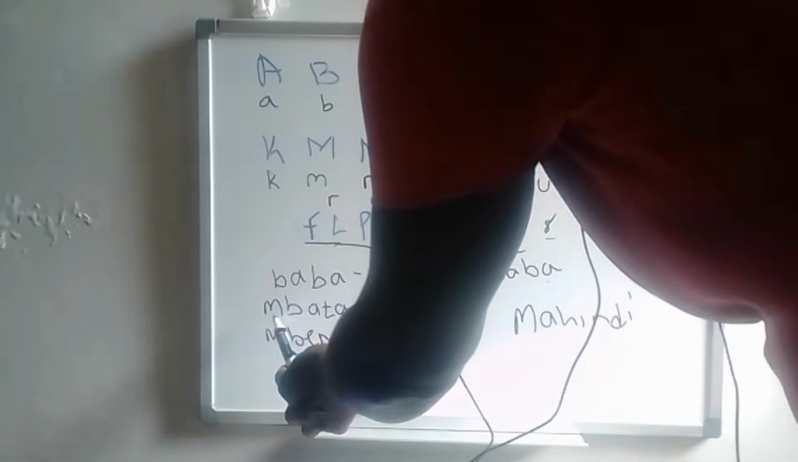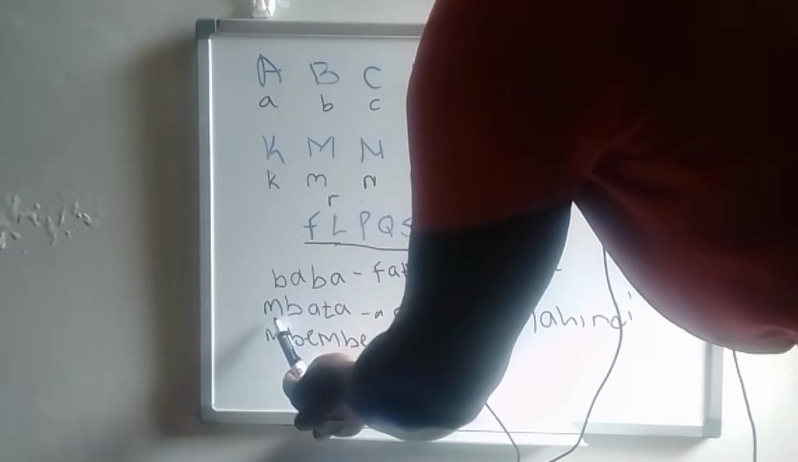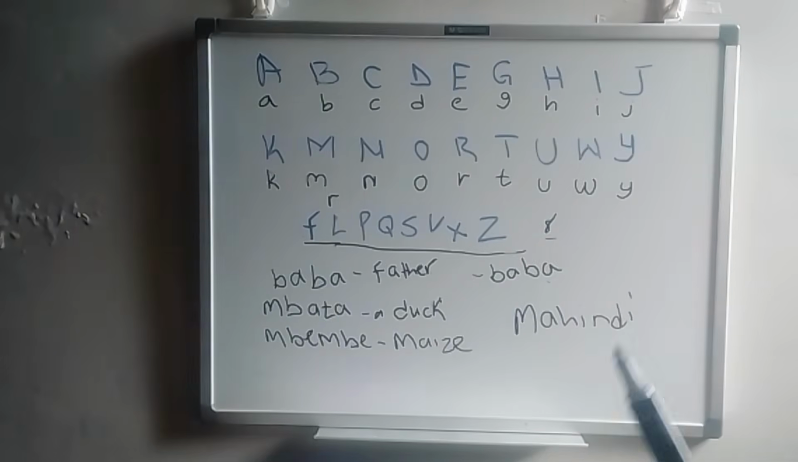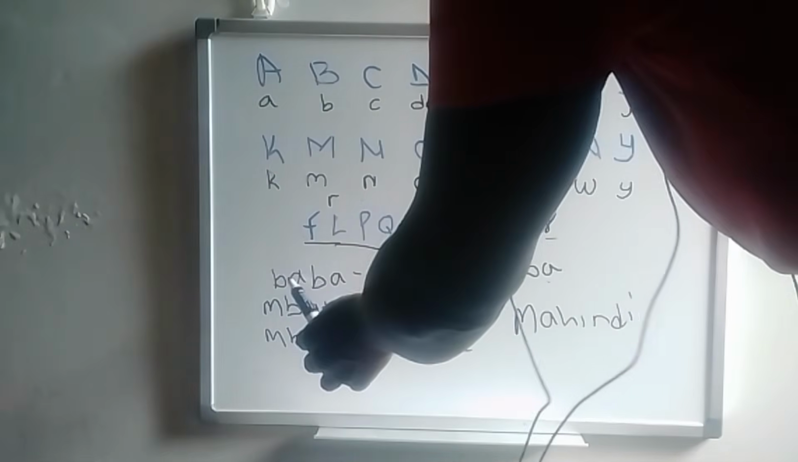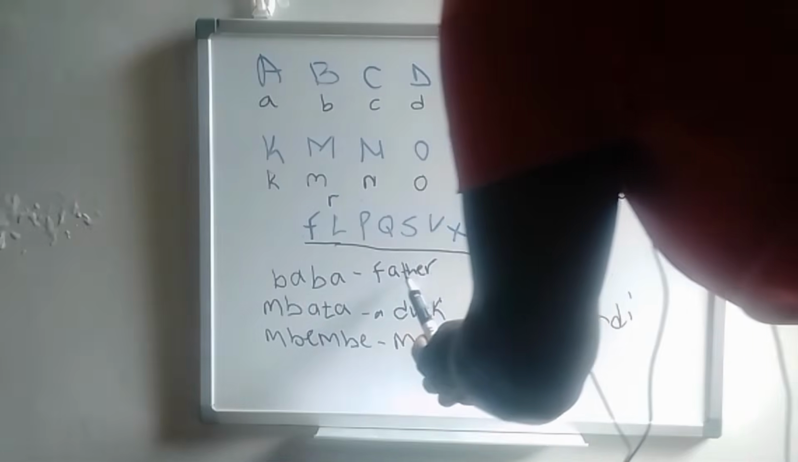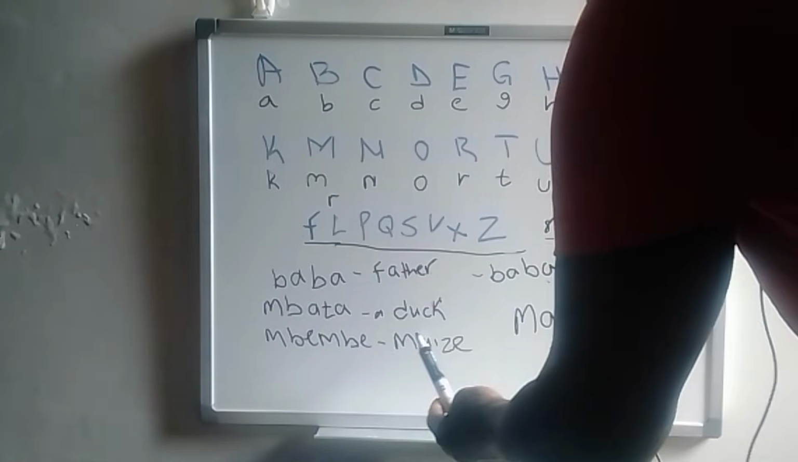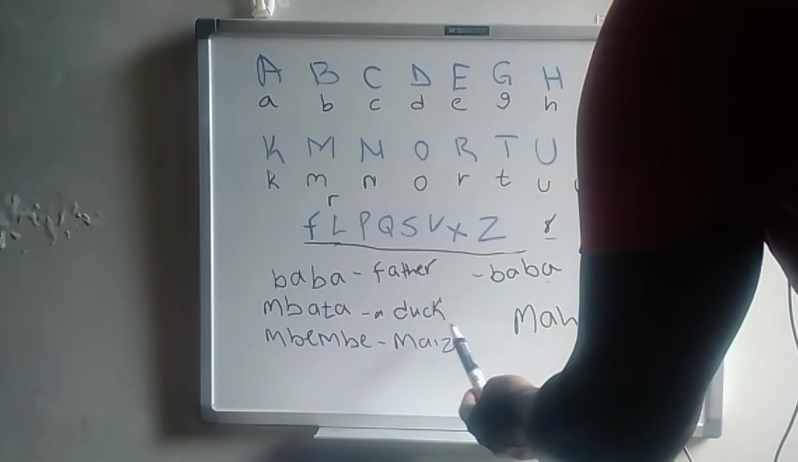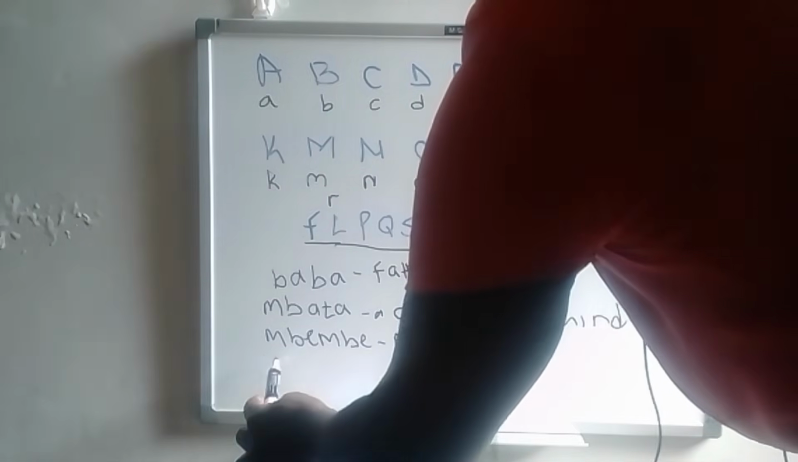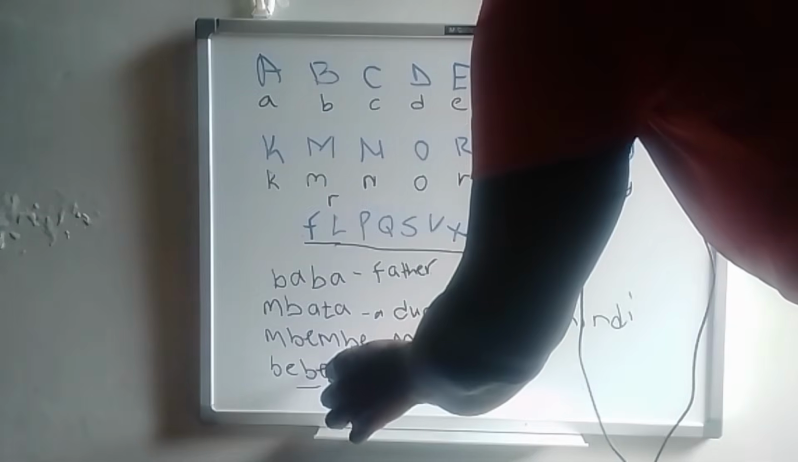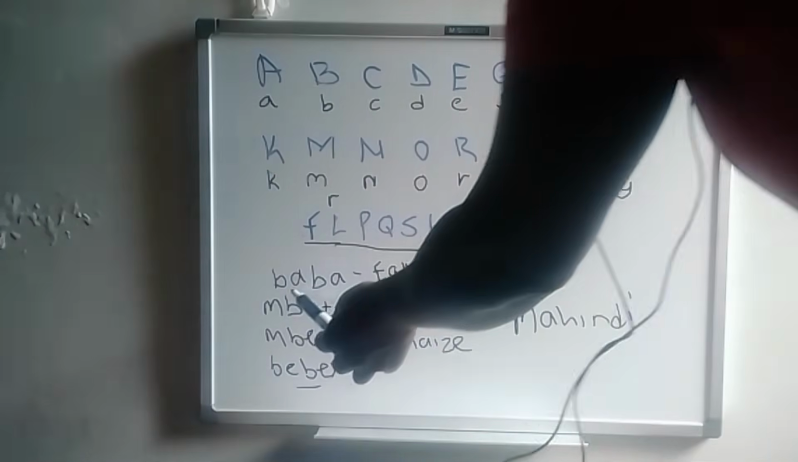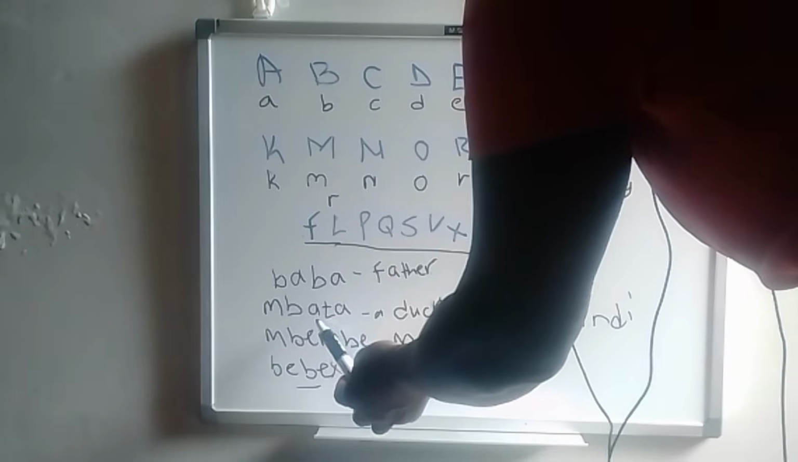Ukitumia B, ukianza na M, MB, the sound changes to ba. Ba. For example, fa, ba. Fafa, father. Bata, that is a duck. Bebe, maize. So, huwezi ukaandika the word bebe like this. So, in Kikuyu we use B alone is fa, MB, ba.